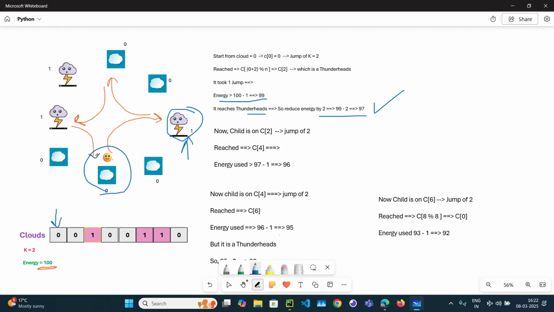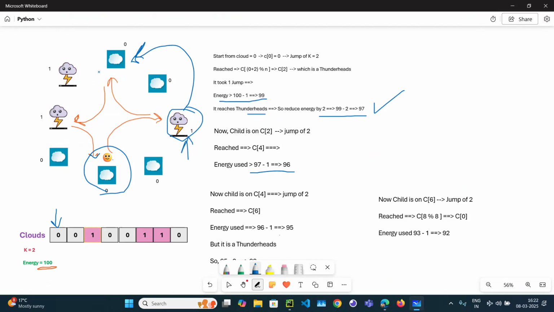But it is not the starting position. Then again the character will jump 2 more units, so it will reach here, 1 and 2. Once it reaches here, we reduce one more energy, 97 minus 1, 96. But is it a thunderhead? No, so we are not going to reduce an additional 2.